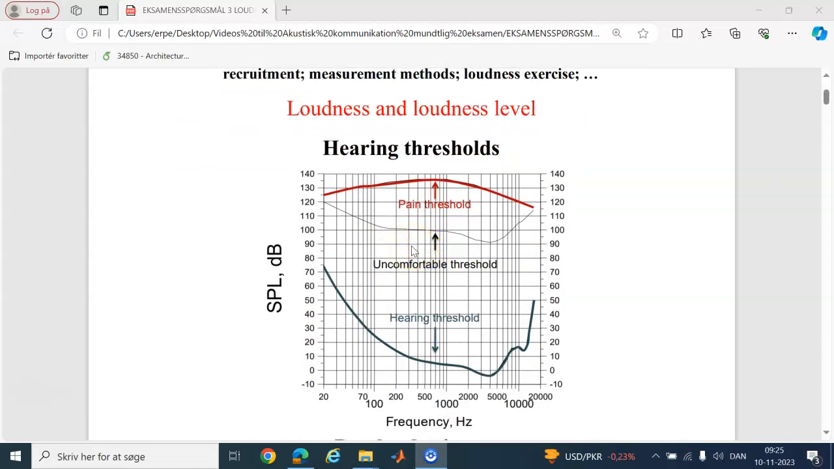We have a hearing threshold, which means the necessary intensity in dB to hear anything. This is a hearing threshold curve here, with a minimum at about 3400 Hertz because of the resonant frequency. And it is increasing.